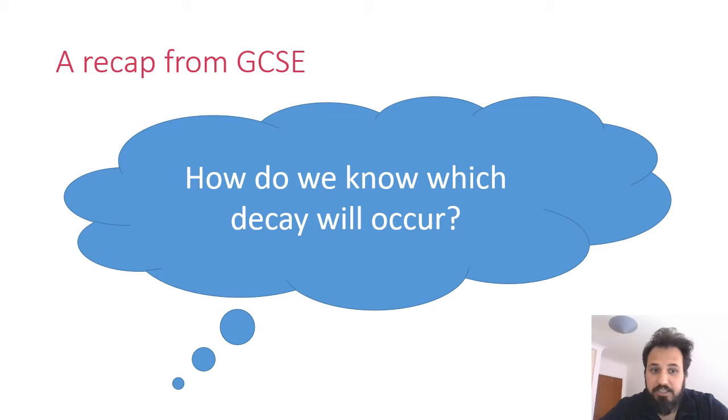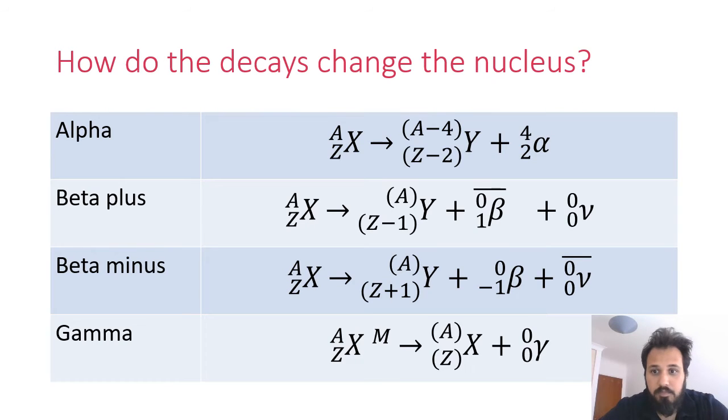At GCSE, you'll be shown different sources, an alpha source, a beta source, a gamma source. But you might be thinking, how do we know which isotope will give off which type of radiation? At A-level, we start to get some clues about how to work out which type of radiation will be produced. In order to figure that out, we can look at what happens to the nucleus and how it changes after the radiation has been emitted.